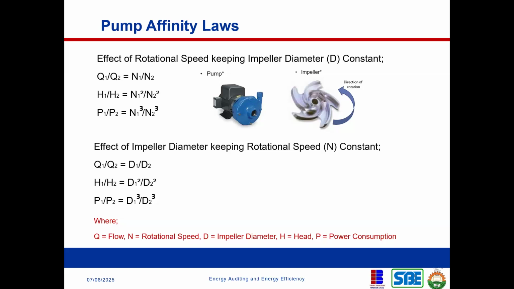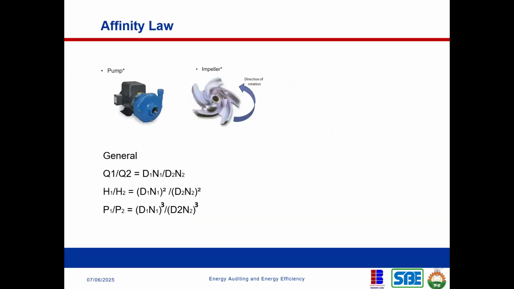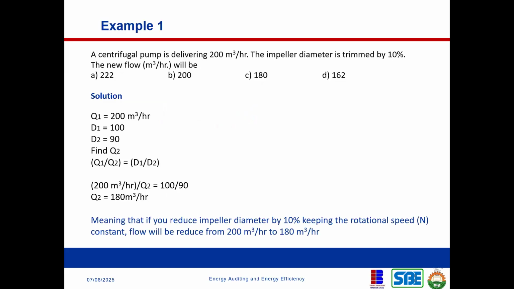Okay, so the effect of impeller diameter keeps rotational speed constant. So let's just avoid all of this and work out an example so we can understand what is actually going on. So here's example one. A centrifugal pump is driving 200 meter cube per hour. 200 meter cube per hour is actually the flow rate, right?